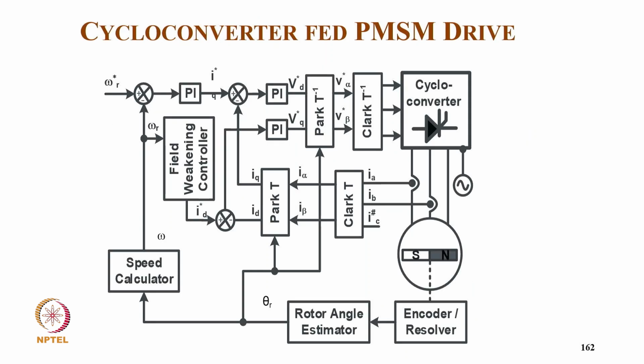Then we have a cycloconverter fed drive. So we have a resolver or encoder. We get the rotor angle theta R, and from this we get the speed, and we have a speed controller which gives us IQ, and then from speed we get ID star from the field weakening block. From the sensed IDIQ we have a PI controller for VD star, VQ star, and then we convert with the inverse Park transform to V alpha V beta, and with the inverse Clarke transformation we get the three-phase reference voltage for the cycloconverter drive. And of course we sense the two-phase current, which we convert into I alpha beta, and then from theta R we convert into IDIQ, which is used in the control.